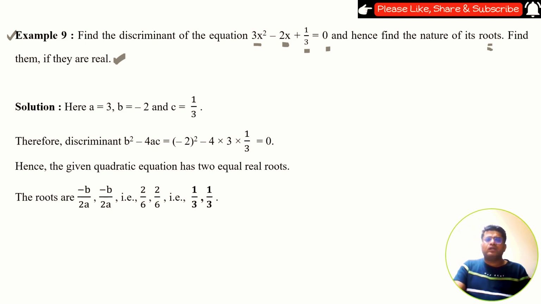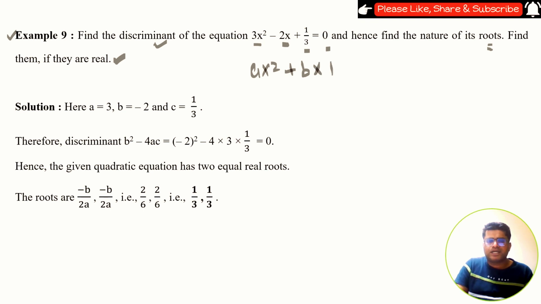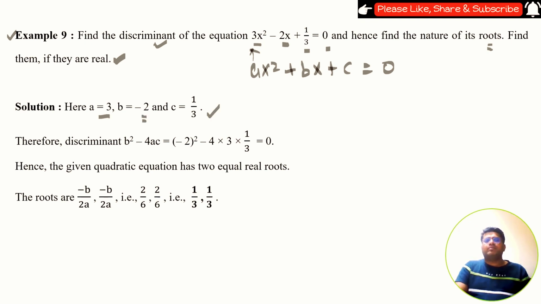First of all, it says find the discriminant. Then how do you find the discriminant? First of all, you compare the given equation with the standard equation ax square plus bx plus c is equal to 0. Now after comparing, what do you get? a is equal to 3, b is equal to minus 2 and c is equal to 1 by 3. First of all, they want the discriminant. You find the value of discriminant, b square minus 4ac. This is coming 0.